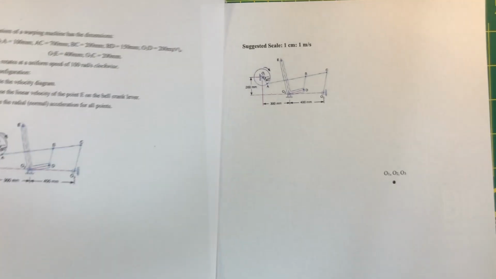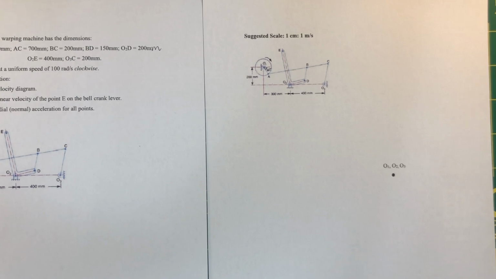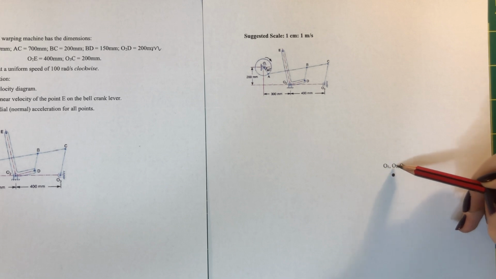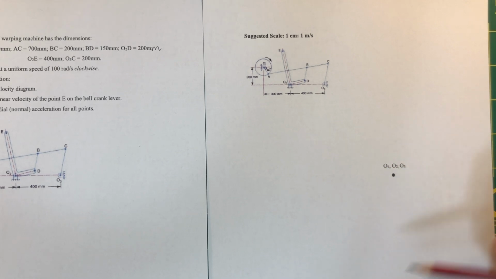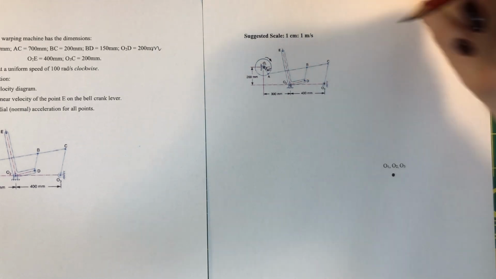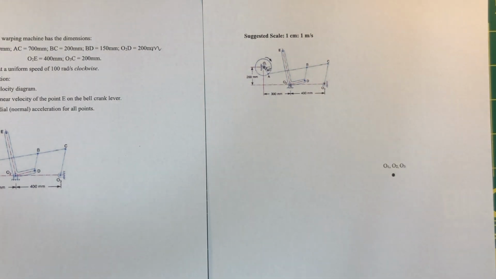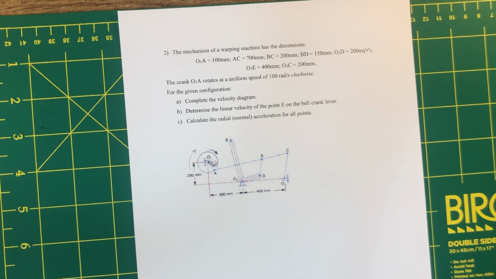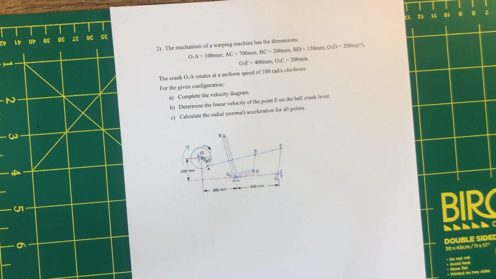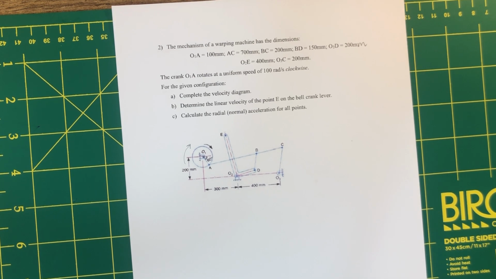We're always given a suggested scale as well as your starting point. The starting point combines all the fixed points in the mechanism. So we have 1, 2, 3 fixed points, and they are all combined at the starting point. To start constructing our diagram, we have to find point A first because that is the information that we are given, and so that's our starting point.